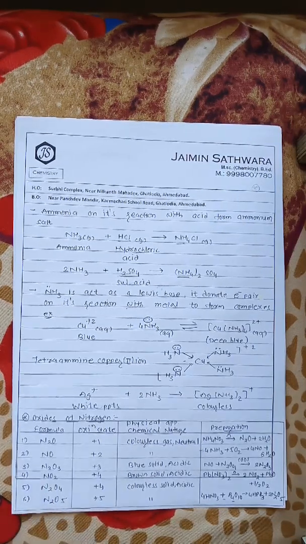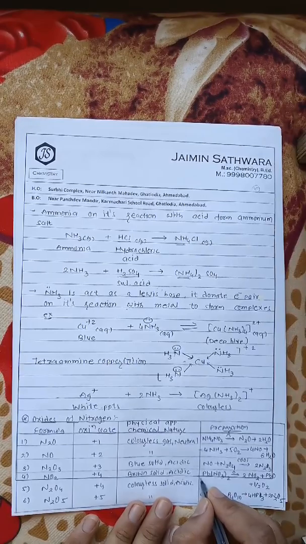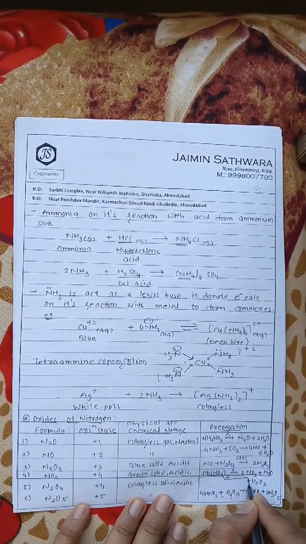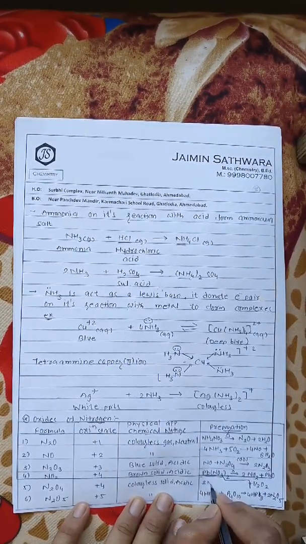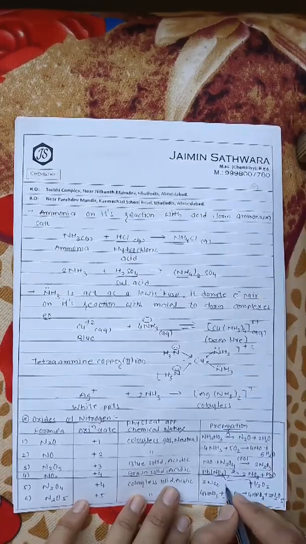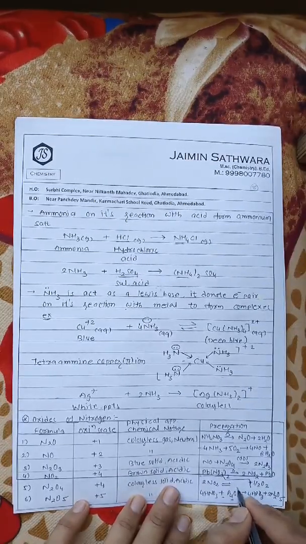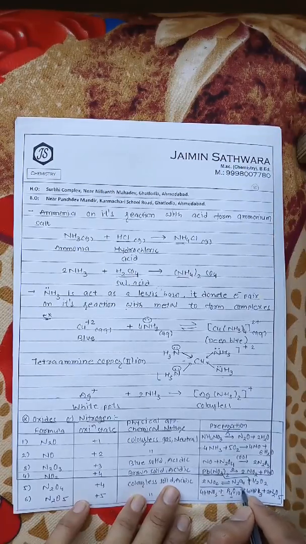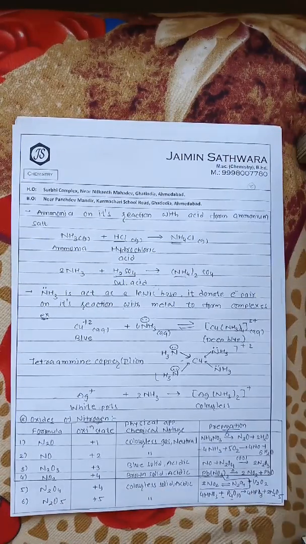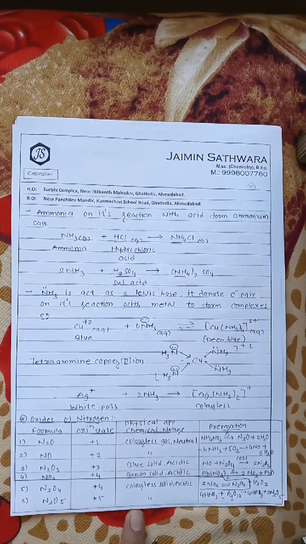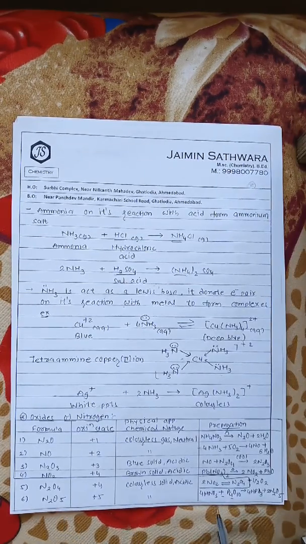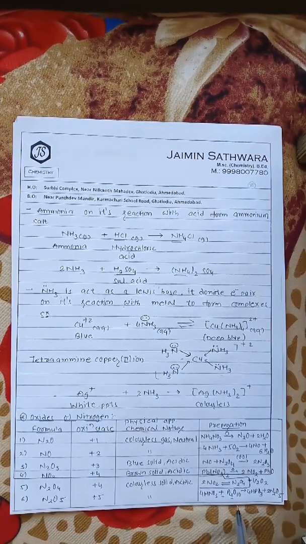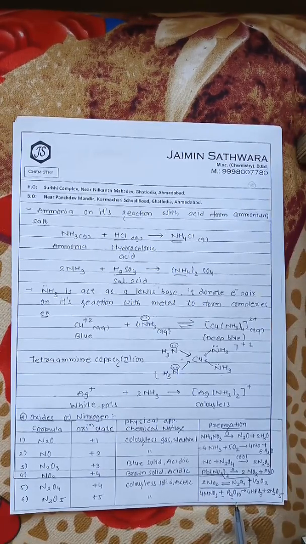Dinitrogen tetroxide is obtained from 2 moles of NO2. 2 moles of NO2 on reaction give dinitrogen tetroxide, while the last one, N2O5, is obtained by the reaction of nitric acid with P4O10.